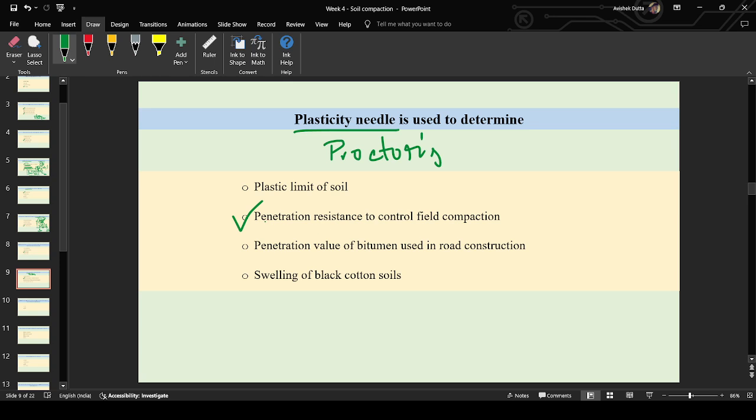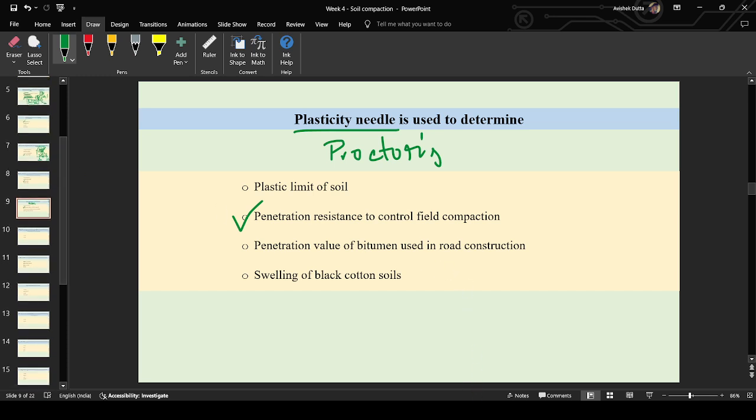Yes, penetration resistance to control the field compaction, because in the field also we need to know how much the soil is compacted, so we need to check, and the resistance to that plasticity needle gives us an idea how much the soil is being compacted. So plasticity needle, or Proctor's needle, is used to find out the penetration resistance to control field compaction. Okay, next question.